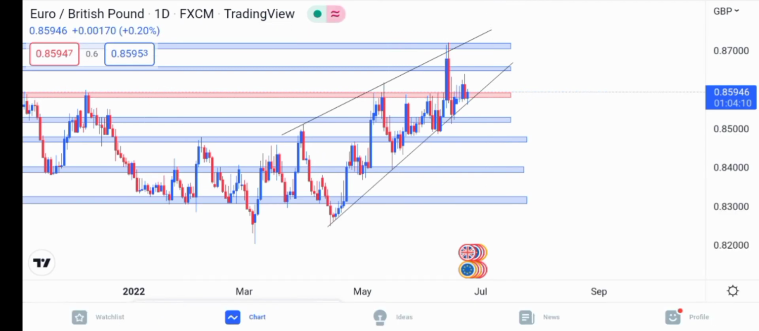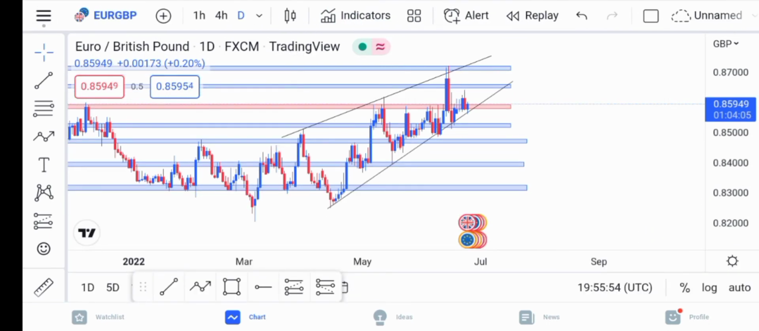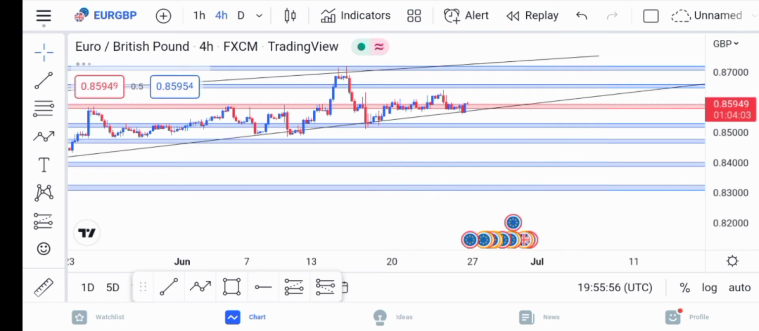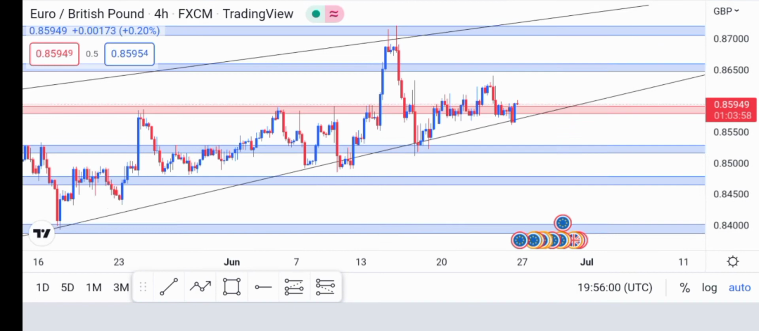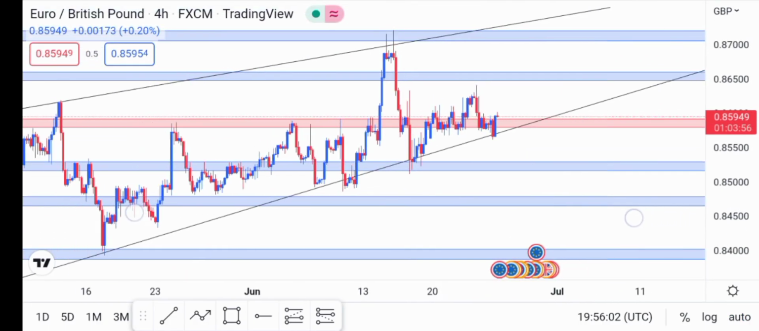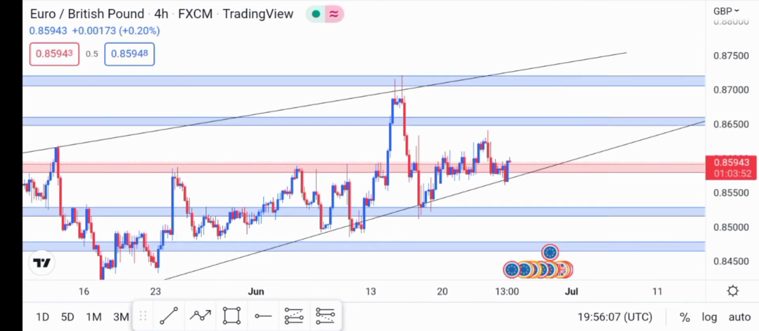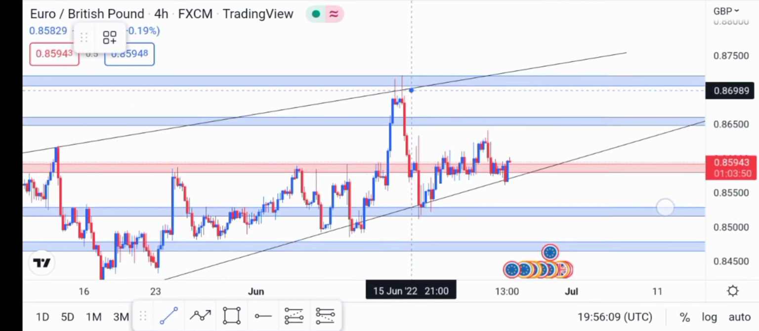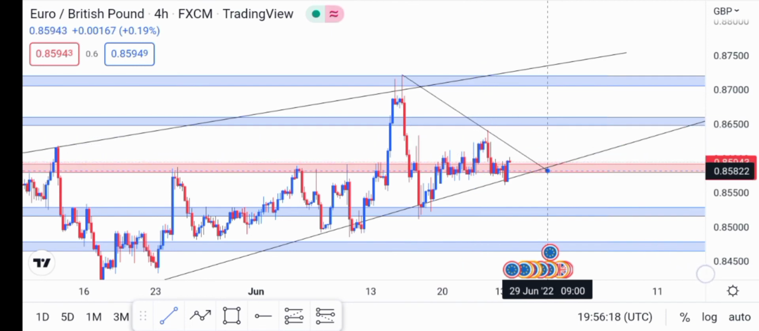So let us move to the 4-hour time frame to see what's really going on. Okay, look at this. Currently on EURGBP, I can say I'm seeing buyers, but they are not ready. I won't lie to you, but as you can see, you can draw it like this.